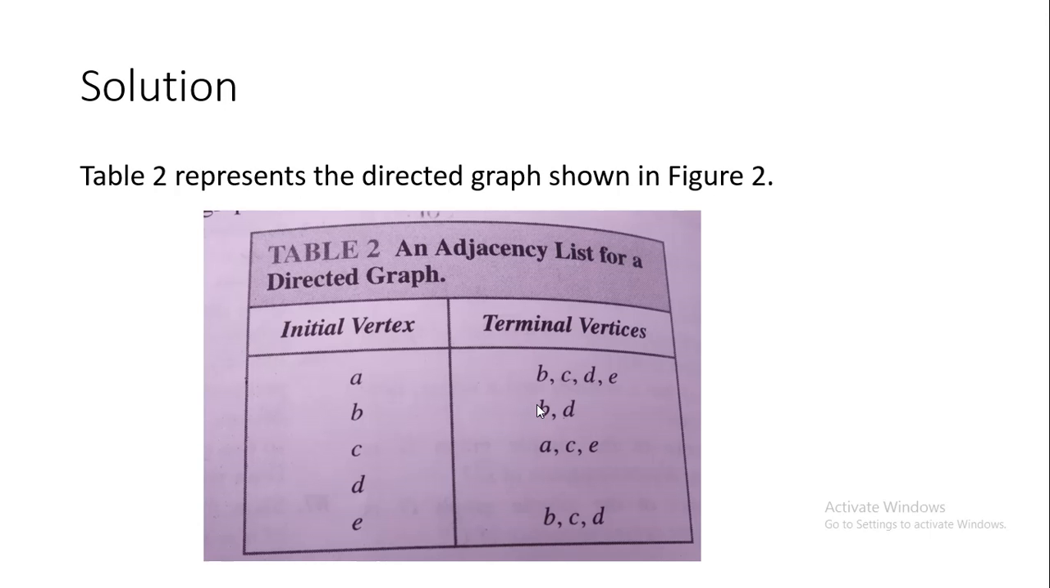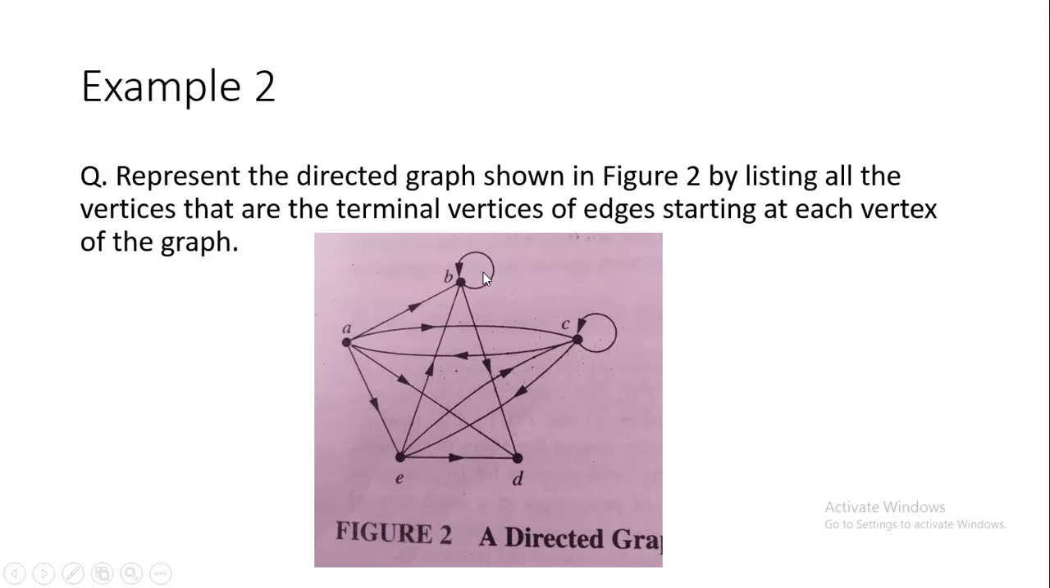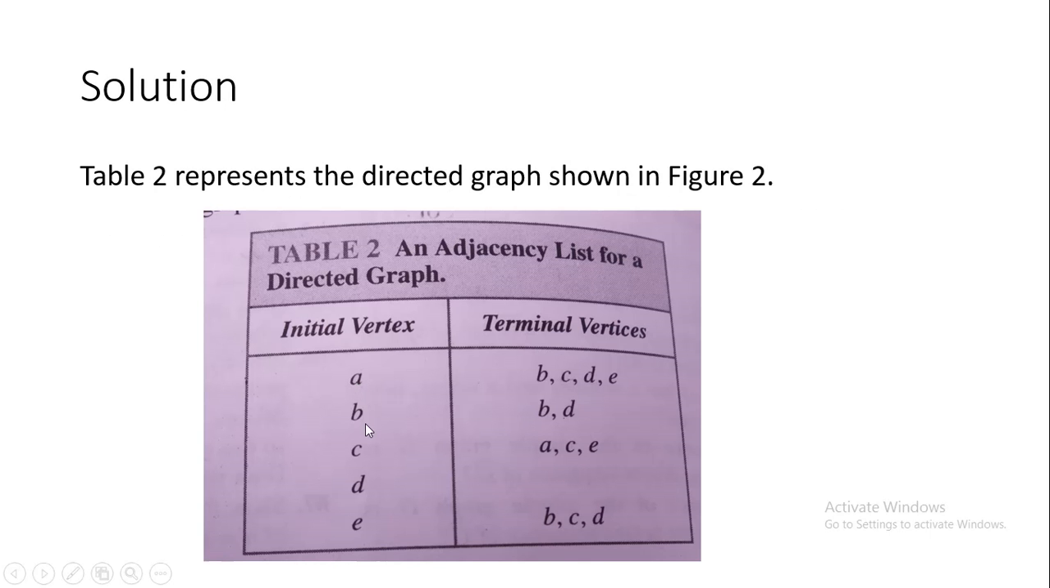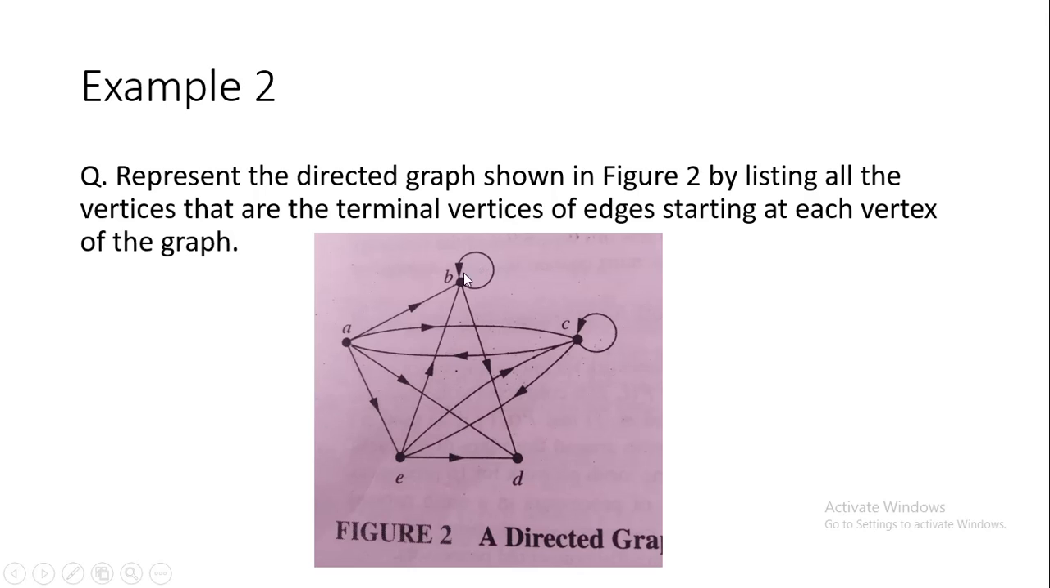See here, table 2 contains the adjacency list for a directed graph. There are 2 columns: initial vertex and the terminal vertices. Let's check the first vertex A. The terminal vertices are B, C, D, E. Check here: for A, B is the terminal, then C, D and E. Then for B: B and D. For B, B itself and D. Understood?